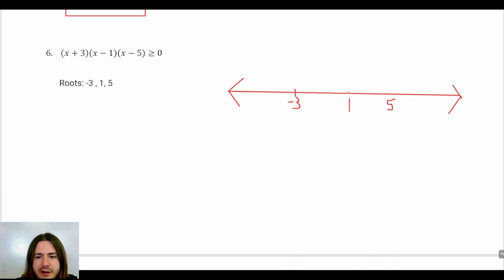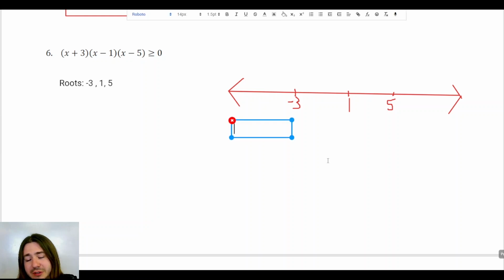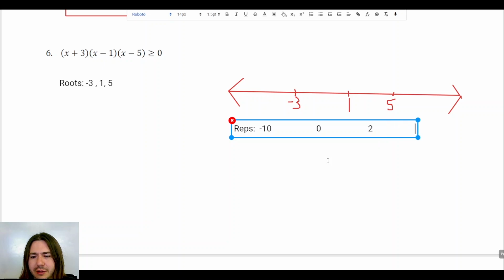So my representatives are going to be, let's see if you can guess. And you don't have to pick like the 10s and the 1s. You can pick anything you want as long as it's in that interval. I just like to try to keep things consistent here. So negative 10, I'm going to use 0. Between 1 and 5, I guess I'll pick 2, as small of an integer as I can, and then I'll use 10 over here.